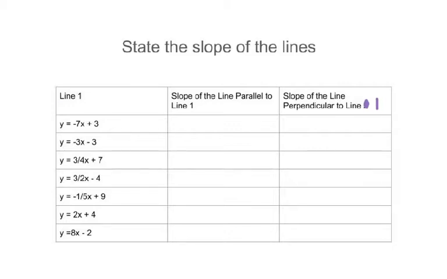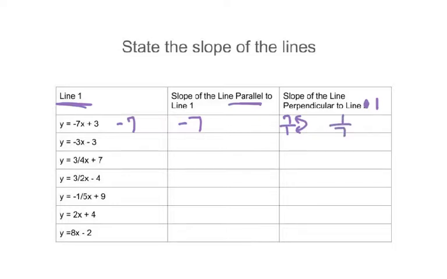This is a line 1, and we want the slope that's parallel to it and perpendicular. So the slope here, I'm going to write -7. The parallel slope will be exactly the same. The perpendicular slope, I have to take 7. Every whole number has a 1 underneath it, and I have to flip it over.